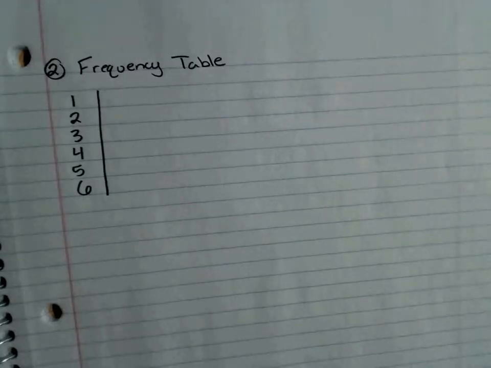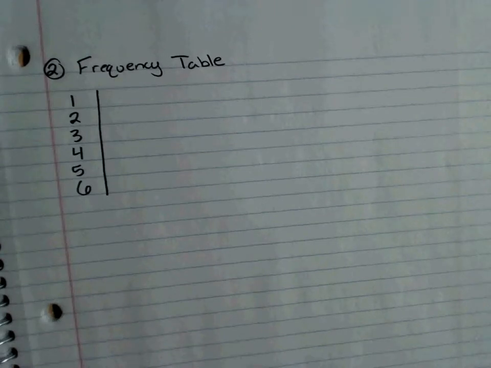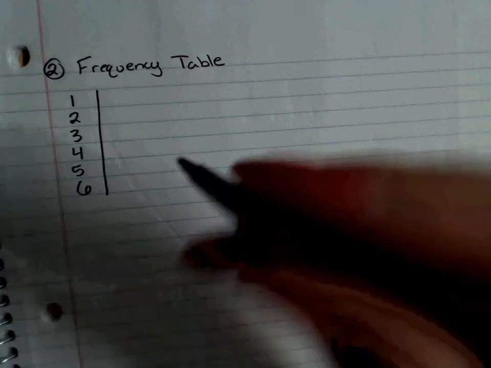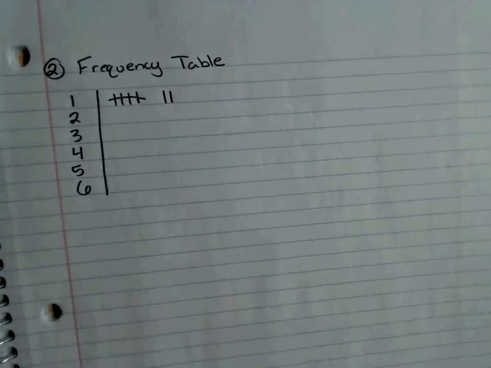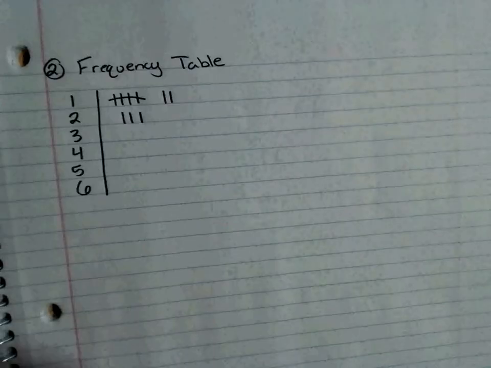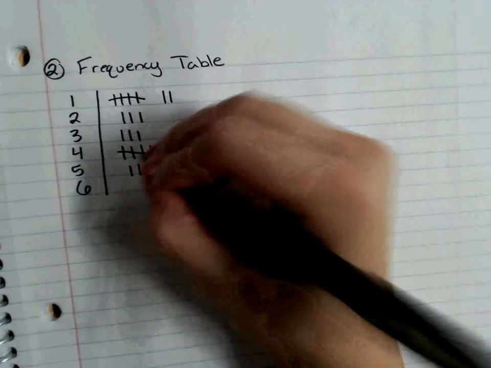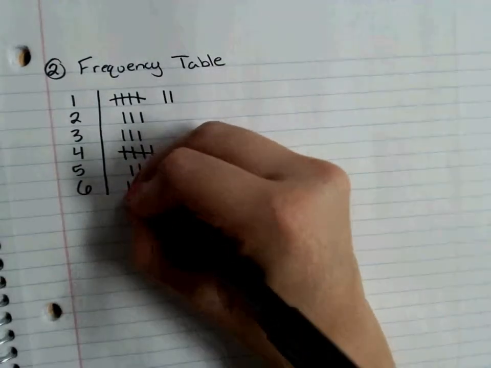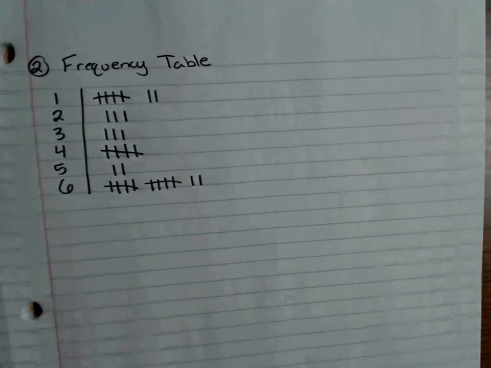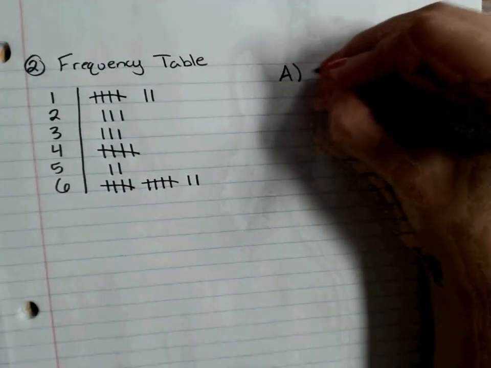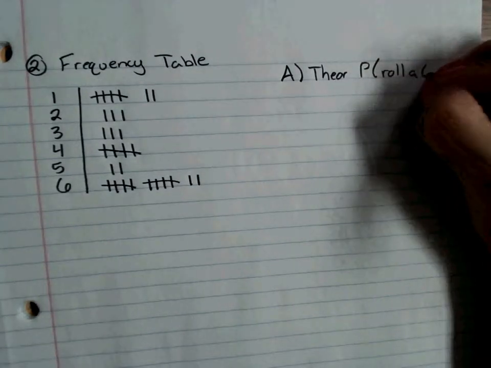Okay, frequency table indicates how many times a specific event occurred utilizing tally marks. So if I'm numbering it 1 through 6, what kind of experiment do you think I'm doing? A die. Good. So for here, I landed on a 1 7 different times. I landed on a 2 3 different times. I landed on a 3 3 different times. Landed on a 4 5 times. Landed on a 5 twice. And landed on a 6 12 times. Okay, so I want to identify the theoretical and the experimental probability of rolling a 6.